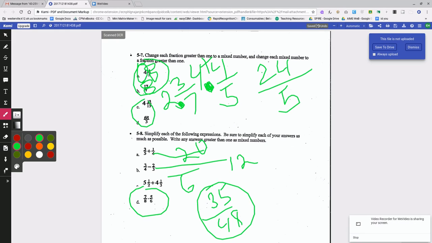But again, do what it says. Hopefully you guys get C right. We had 4 of those on our past tests.